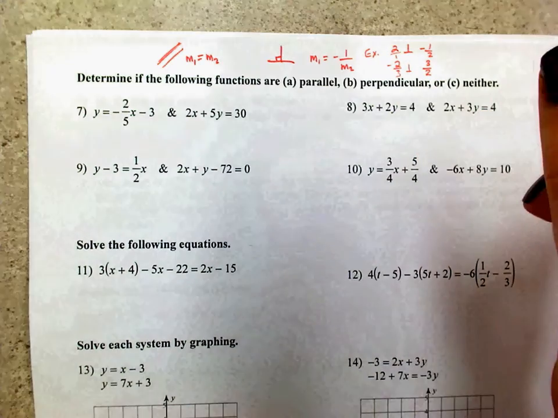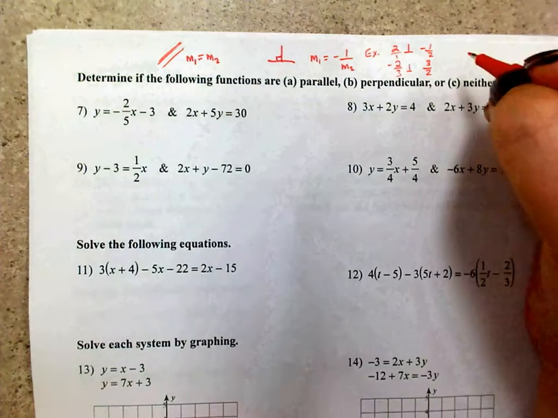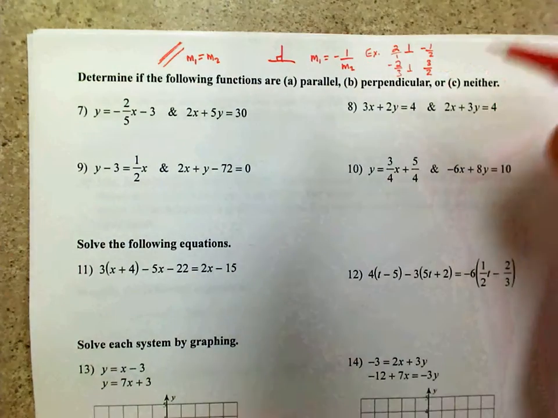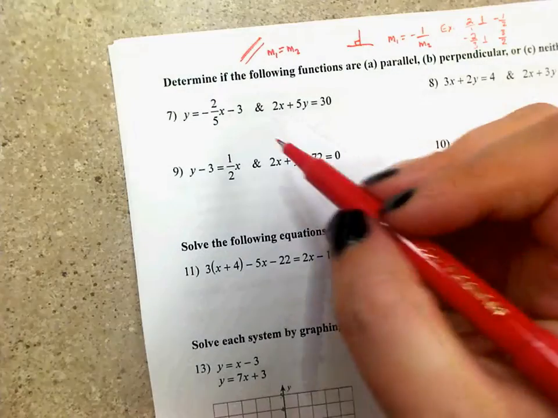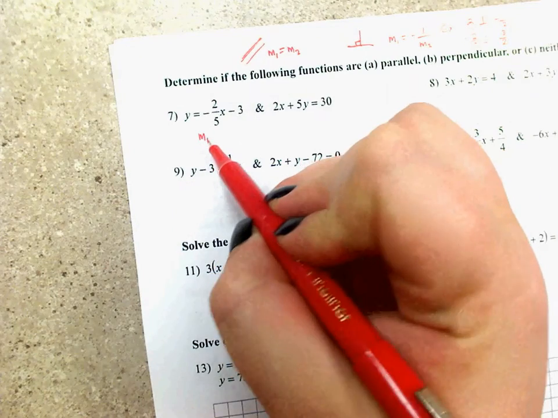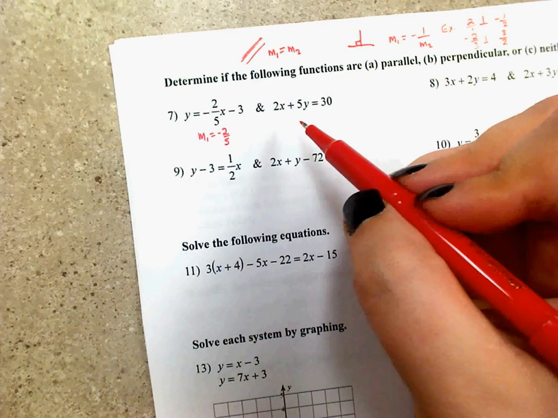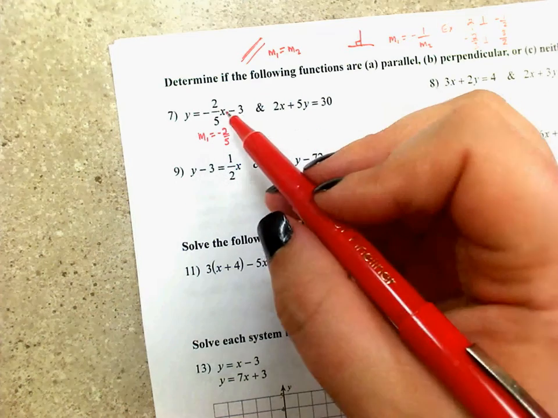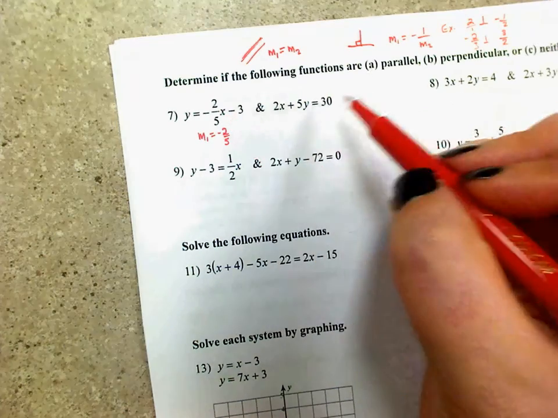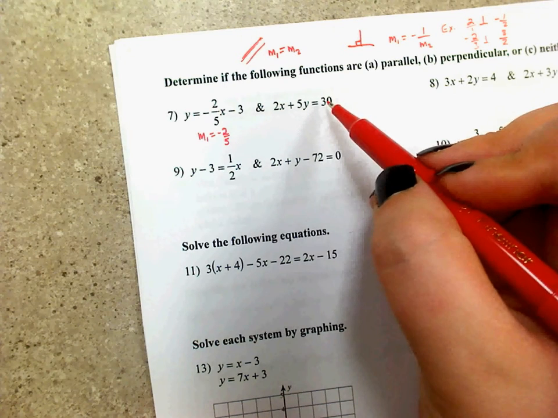Okay? So I already know the slope on this one. M1 is negative 2/5. So then I want to find the slope on this one. Remember that slope is the number in front of x, right? So I really don't care about the number that's part of the y-intercept. What I care about is what's in front of the x and what's in front of the y.